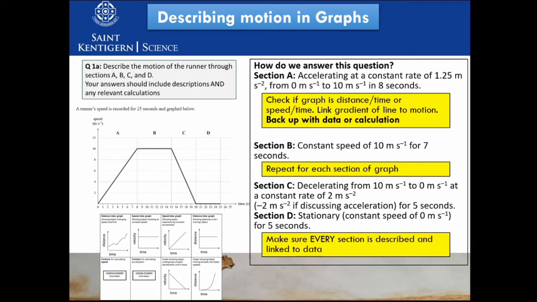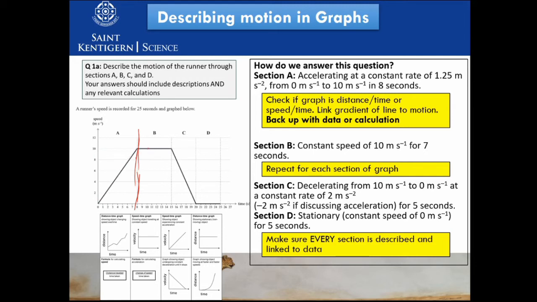Okay, so describe the motion. Let's look at the first part, section A. Section A is basically from 0 to 8 seconds. So from 0 to 8 seconds, this guy went from 0 meters per second at 0 time to 10 meters per second. So that took him 8 seconds to reach 10 meters a second. So that is a constant acceleration because it's constantly going up.